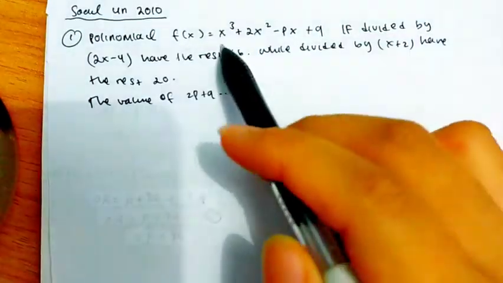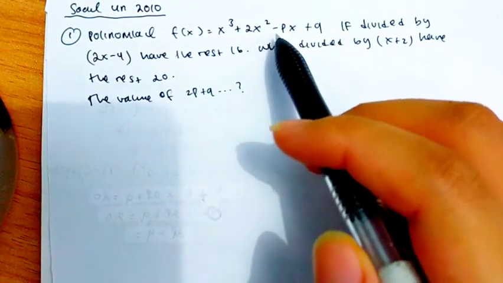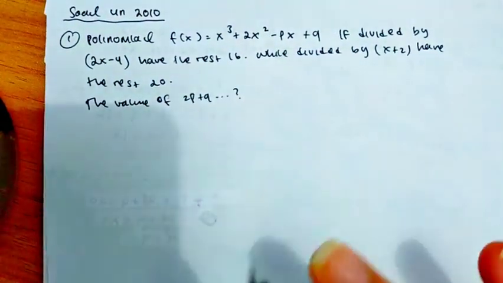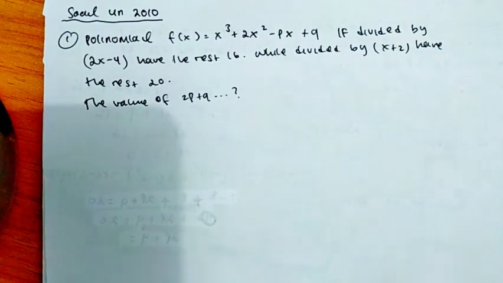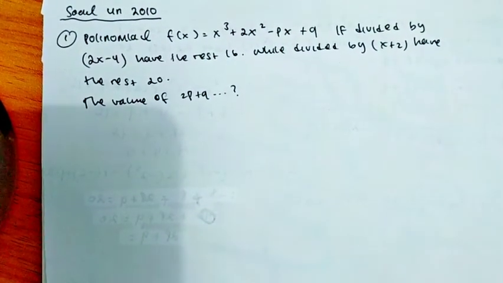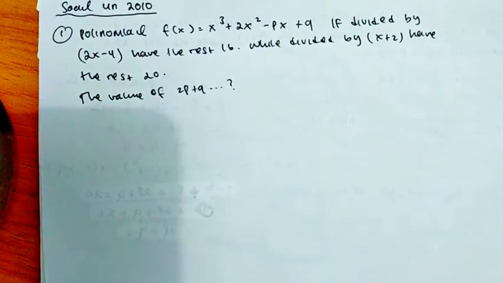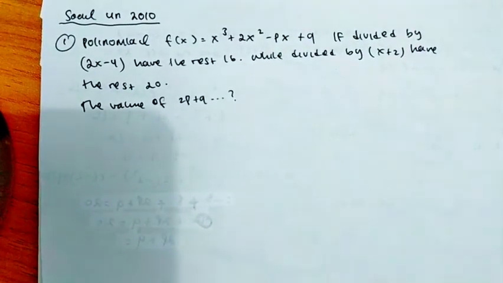Polynomial f(x) = x^3 + 2x^2 - px + q, if divided by 2x - 4 has the rest 16, while divided by x + 2 has the rest 20. So the value of 2p + q is? The first way, you must write down the function of f(x).